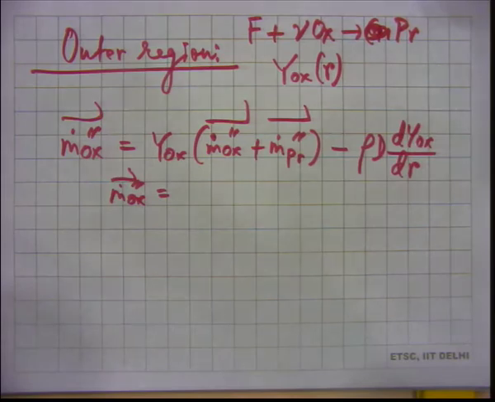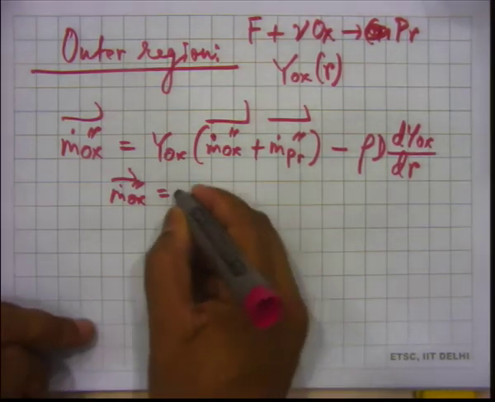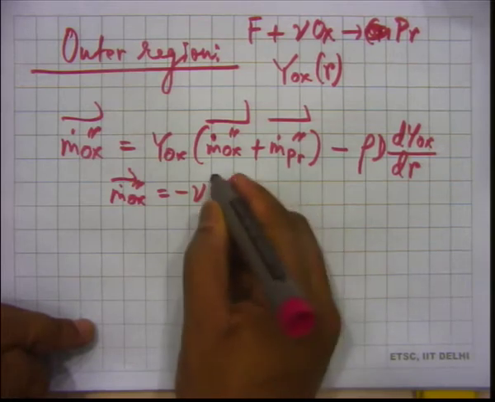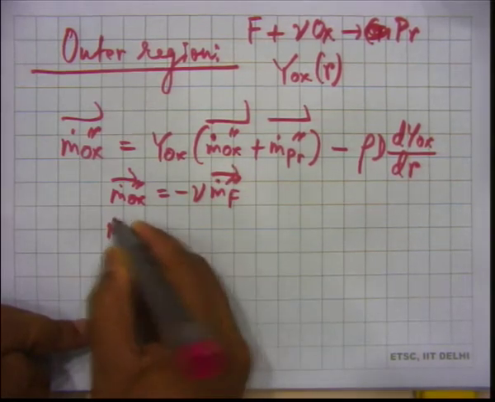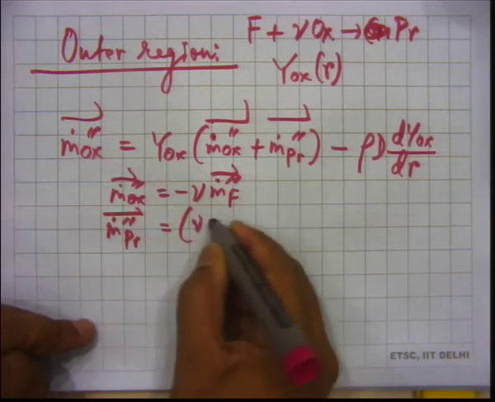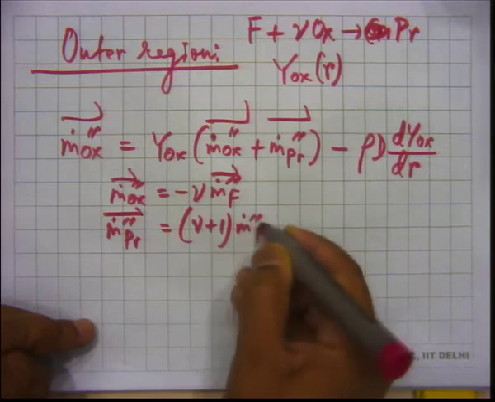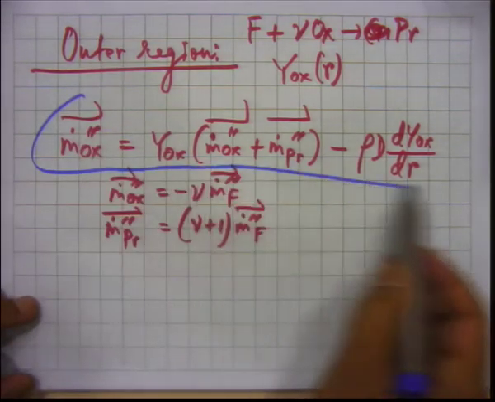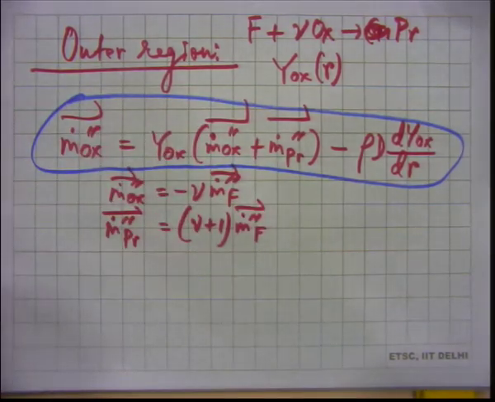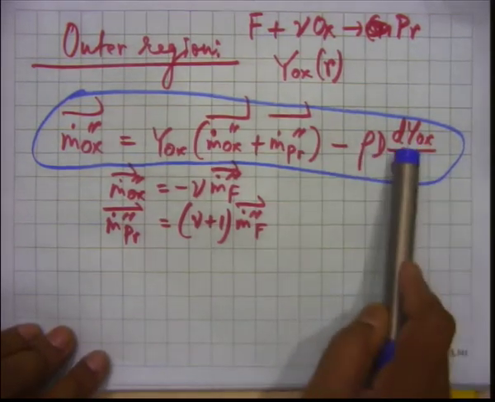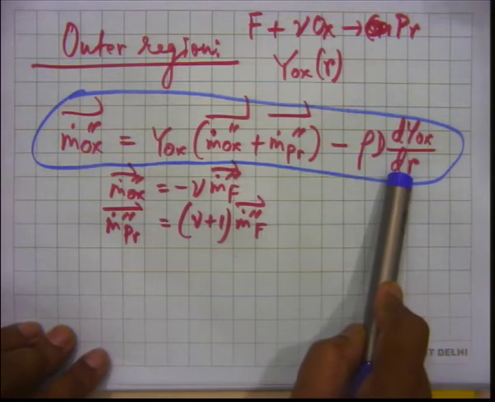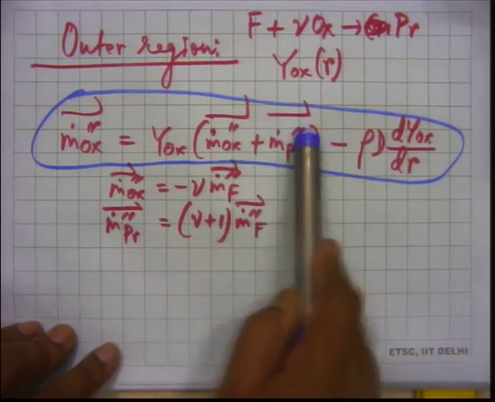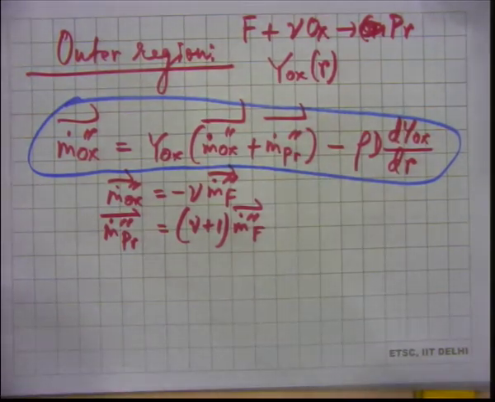this is the chemical system that we have. So this m dot OX double prime will be minus nu m dot F double prime, and m dot product double prime will be nu plus 1 m dot F double prime. Okay. So what have I done? First, this is fine. This is the same logic. This is the oxidizer flux, has two contributions, one due to the bulk flow and the other due to mass diffusion. And these two terms, that is within brackets, you have the total mass flow, correct?